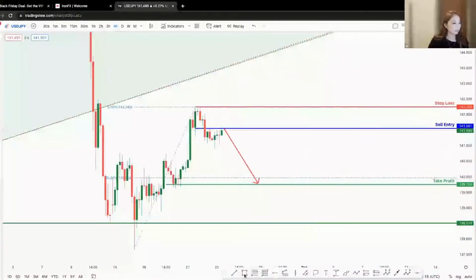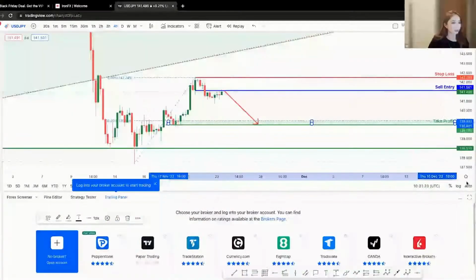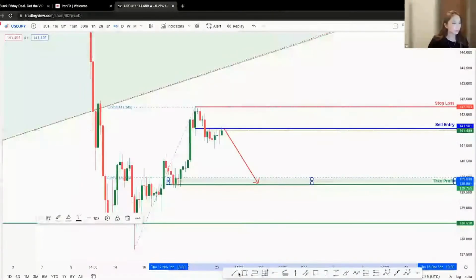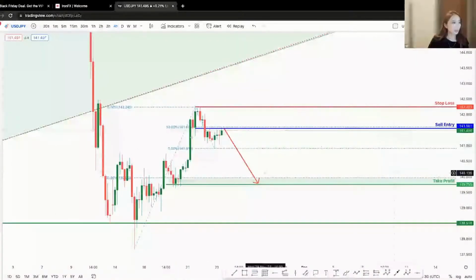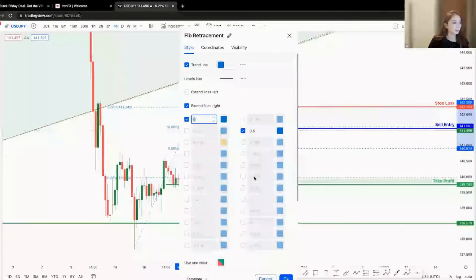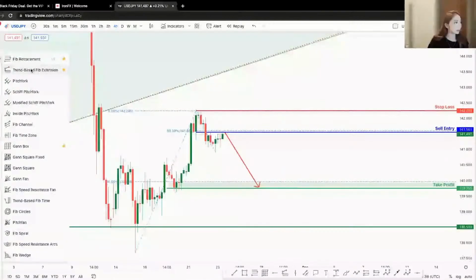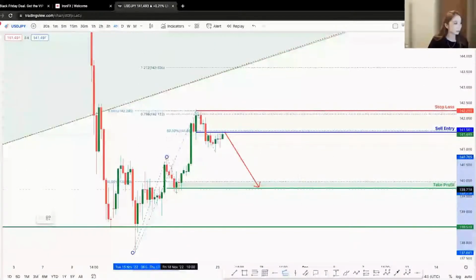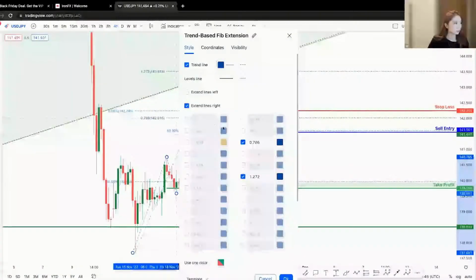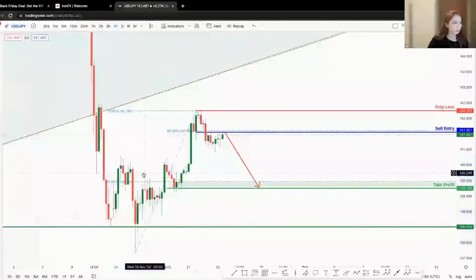Closer to a 50% Fibonacci retracement for our take profit. And then let's do a smaller one actually. Yeah, looking at the sell entry at 50% Fibonacci retracement as well. Let's take out our... we are also looking at a, sorry, this is wrong.